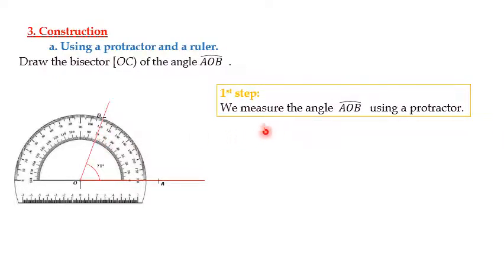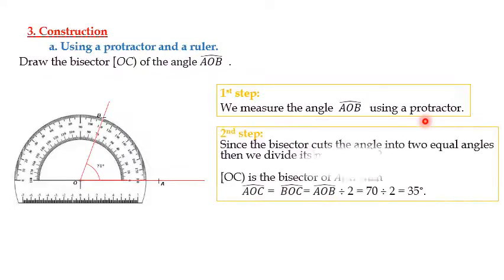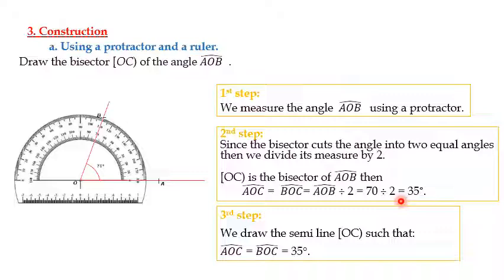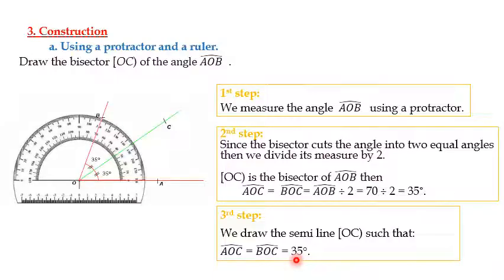The first step is to measure the angle using a protractor. AOB equals 70 degrees. Then the second step: we know that the bisector cuts the angle into two equal adjacent angles, so I have to divide it by 2. 70 divided by 2 equals 35 degrees. So we draw the semi-line OC such that AOC or BOC equals 35 degrees.